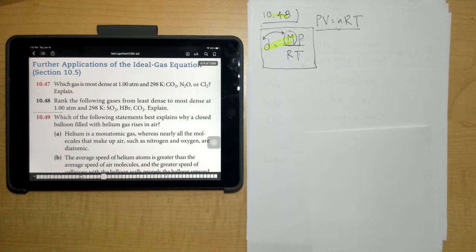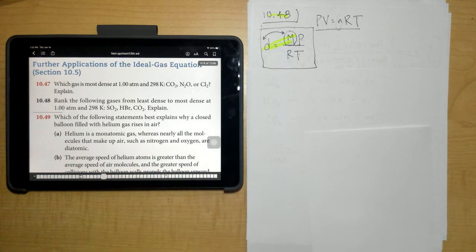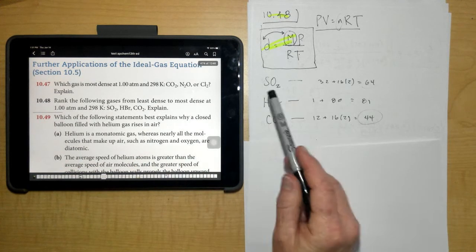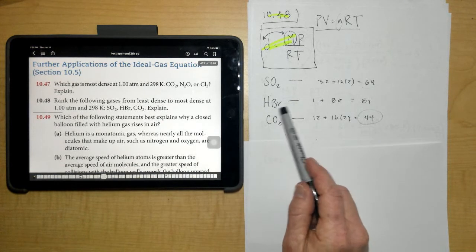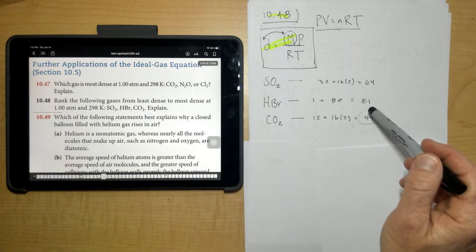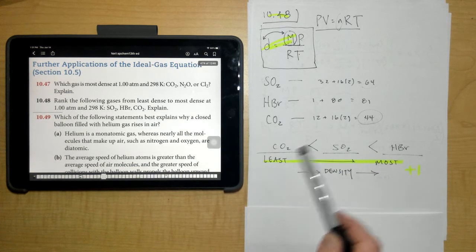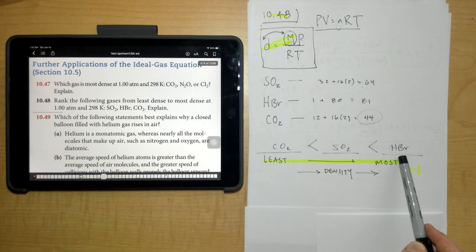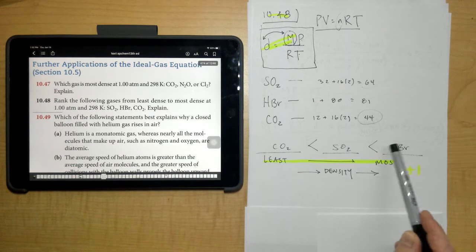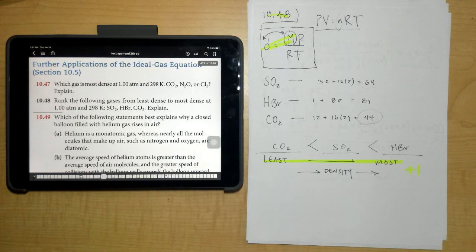And so to find out which one is going to be the least dense and which one is the most dense, you have to find the molar mass. So you got to add up SO2 on the periodic table, HBr on the periodic table, CO2 on the periodic table. And the bigger the molar mass, the more dense it is. So when you rank them, CO2 is the least, hydrogen bromide gas, in this case, is the most dense, least to most. That's worth 1 point for having that ranking system. Highlight that, make sure that you understand how the relationship works between density and molar mass.